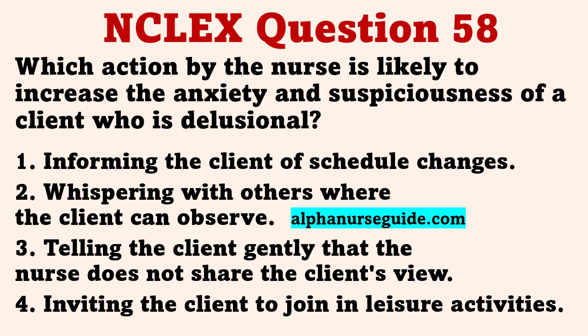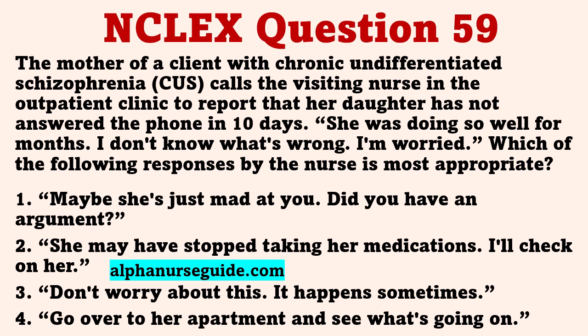The mother of a client with chronic undifferentiated schizophrenia calls the visiting nurse in the outpatient clinic to report that her daughter has not answered the phone in 10 days. She was doing so well for months. I don't know what's wrong. I'm worried. Which of the following responses by the nurse is most appropriate? 1. Maybe she's just mad at you. Did you have an argument? 2. She may have stopped taking her medications. I'll check on her. 3. Don't worry about this. It happens sometimes. 4. Go over to her apartment and see what's going on. The correct answer is 2.